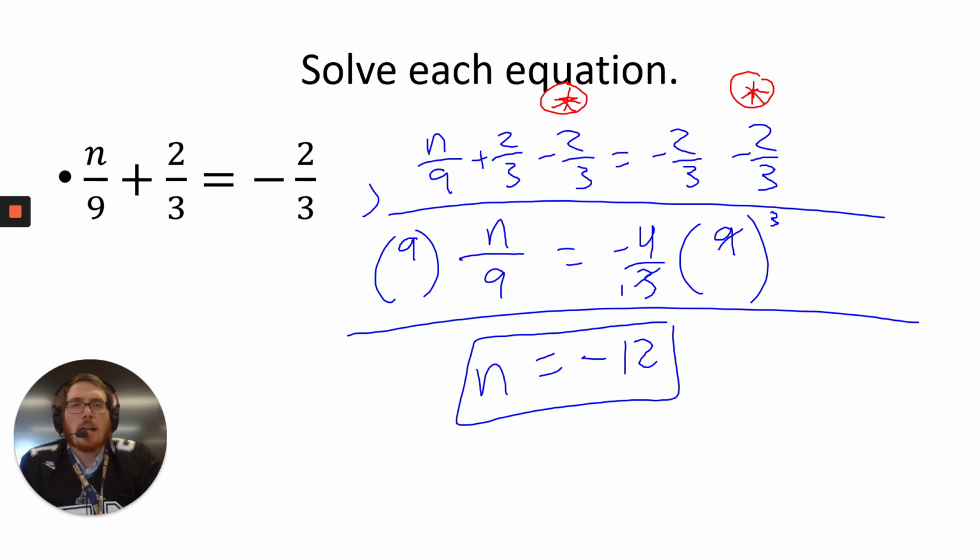Make sure when you add and subtract fractions, you have to find a common denominator. But when you multiply and divide, you don't need a common denominator. You just need to move things around to make sure that they match up.